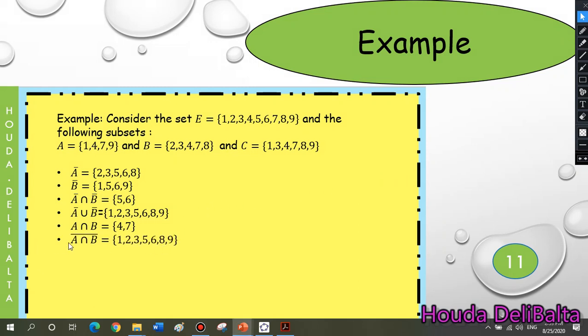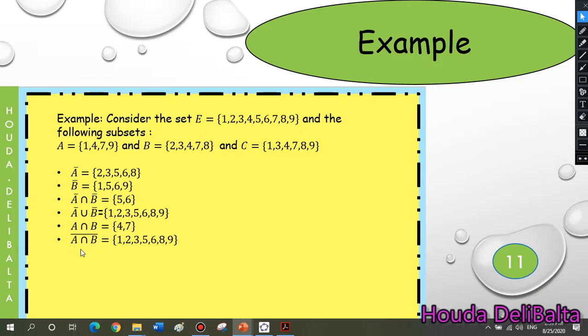Now A intersection B bar. Listen carefully how I'm reading it. A intersection B bar. Then I'm going to find A intersection B, then the complement of it. While here it was A bar intersection B bar, the intersection of the complements. Here it is the complement of the intersection. So A intersection B bar.